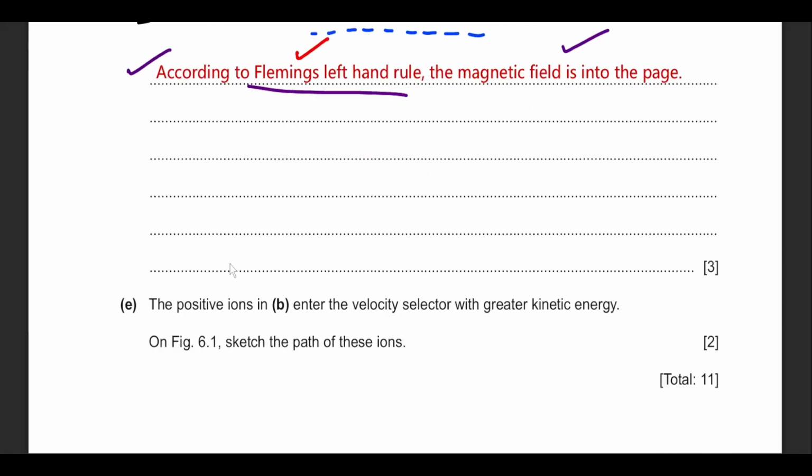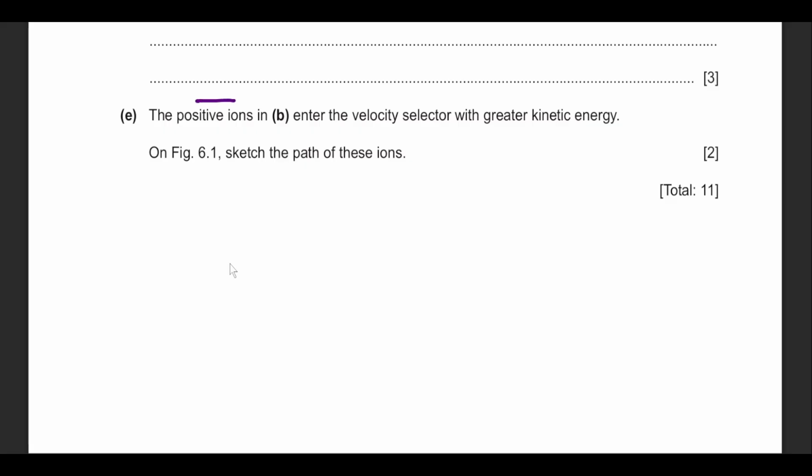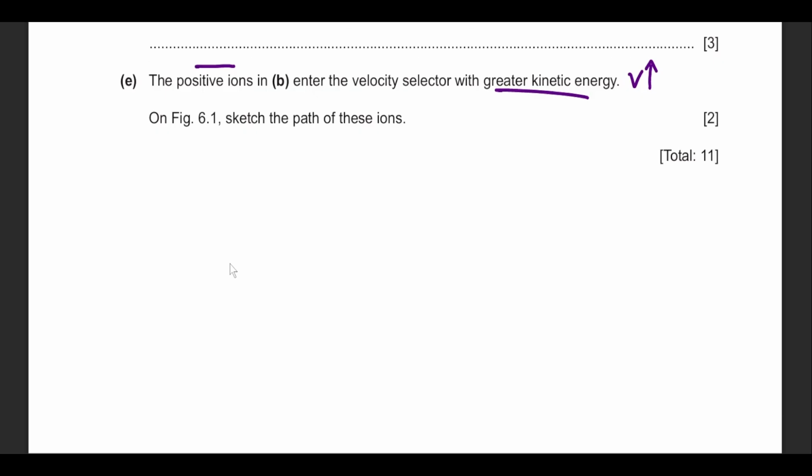He says a positive ion enters the velocity selector with greater kinetic energy, which means the speed will be higher. Sketch the path of this. So the equation comes from the fact that the magnetic force is equal to the electric force. The electric force is QE, the magnetic force is QvB, the charge cancels out, and we're left with vB equals E.